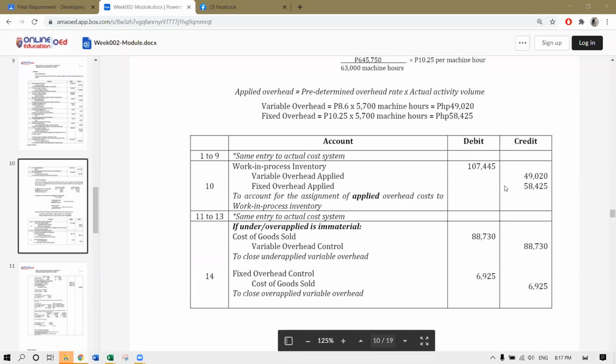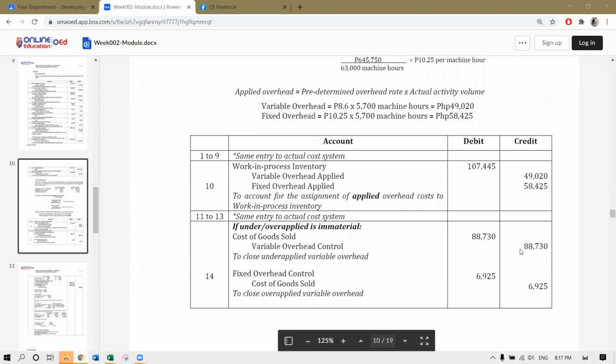Since the recorded variable overhead cost is short, we debit cost of goods sold to add to the cost of goods sold, and then credit the variable overhead control account, because it is under applied.